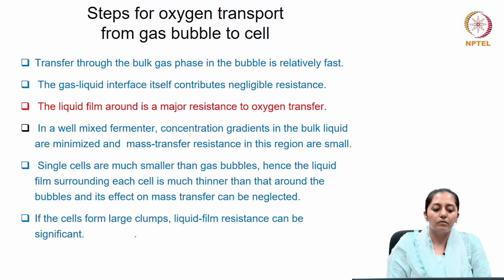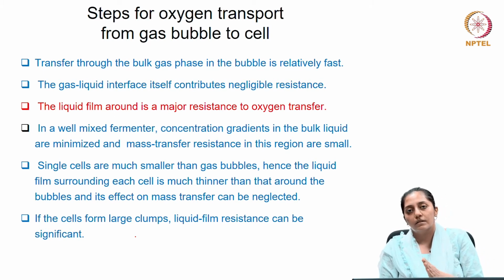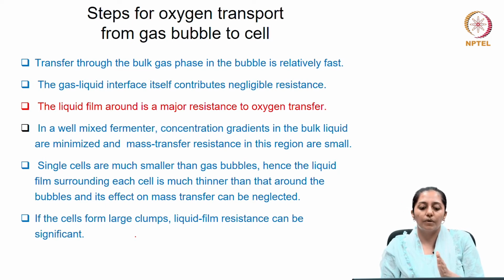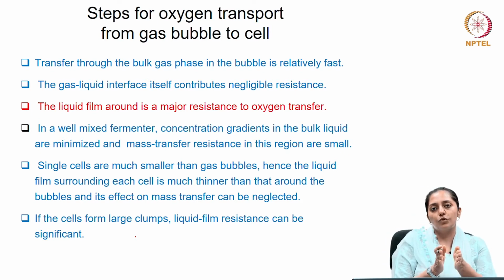So, let us try to break it down into the different steps for successful oxygen transfer from the gas bubble to the cell. Now, first the oxygen has to transfer through the bulk gas phase in the bubble to the interface. This transfer from the bulk gas to the interface is relatively fast. Then the gas-liquid interface contributes negligible resistance.